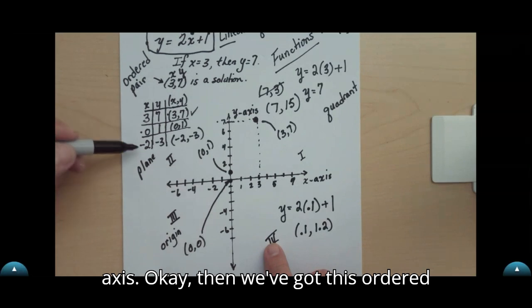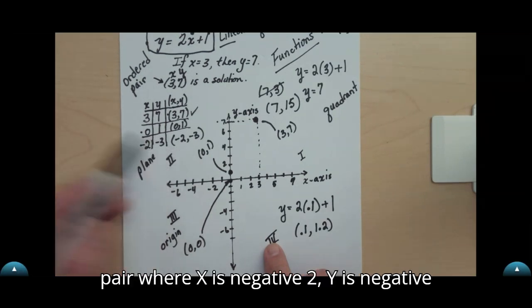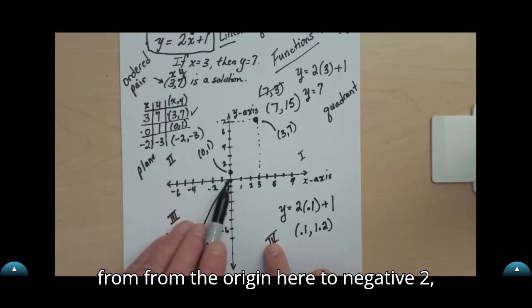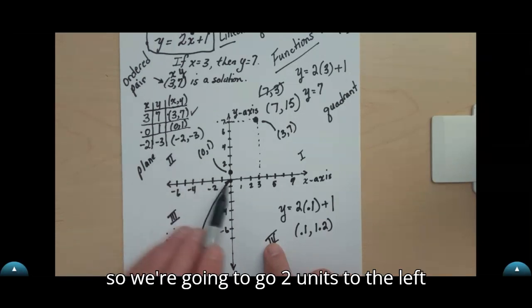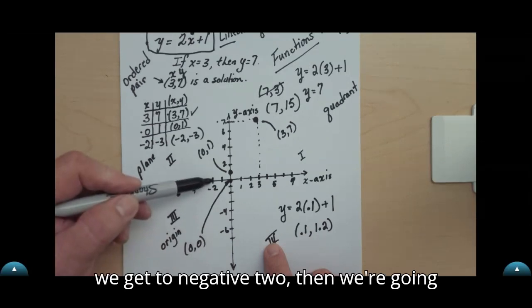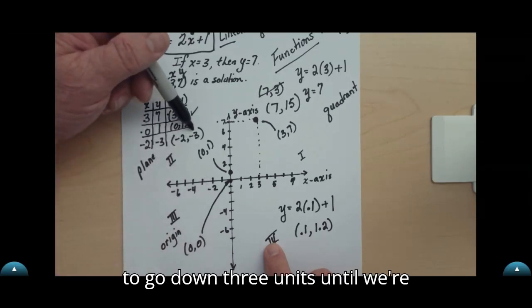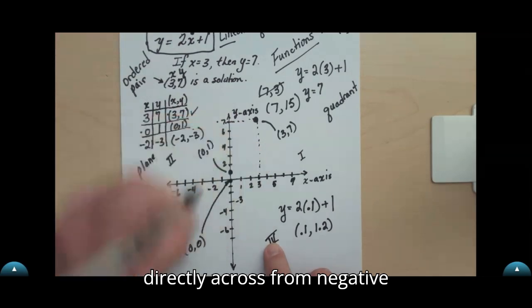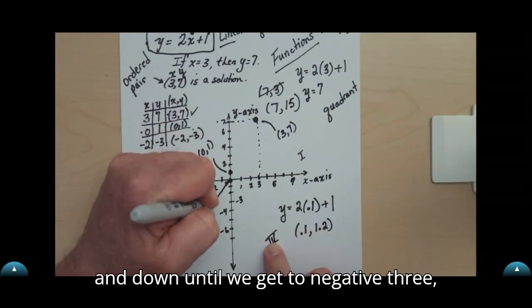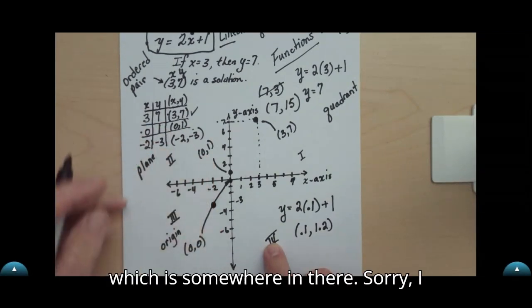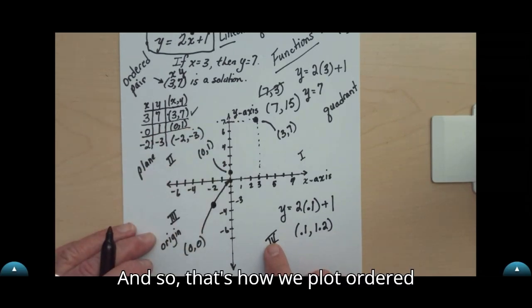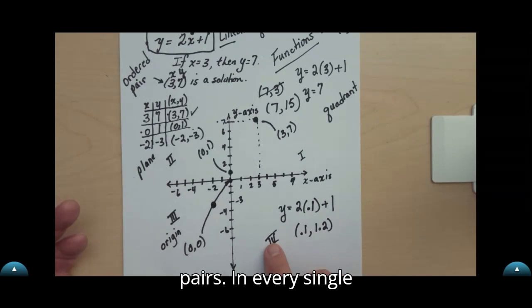Okay, then we got this ordered pair where x is -2, y is -3. So we're going to go from the origin here to -2. So we're going to go 2 units to the left of the origin. 1, 2 to the left till we get to -2. Then we're going to go down 3 units until we're directly across from -3. So we go left to -2 and down until we get to -3, which is somewhere in there. Sorry, I drew that little line to (0, 0). And so that's how we plot ordered pairs.